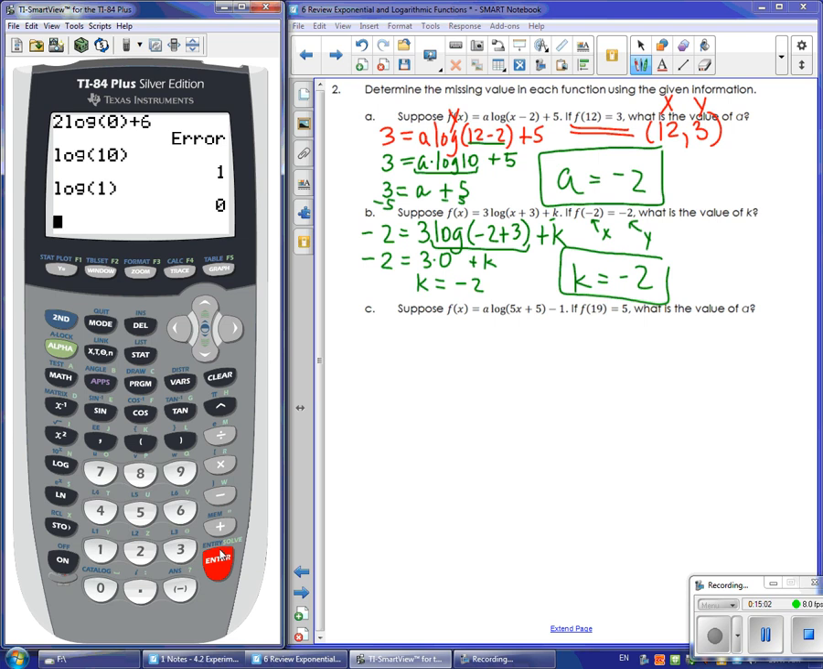All right, and then finally in letter C, it's the same thing as before. We're trying to find the value of a. This time x is 19 and y is 5. Whoops. I should say y, sorry.